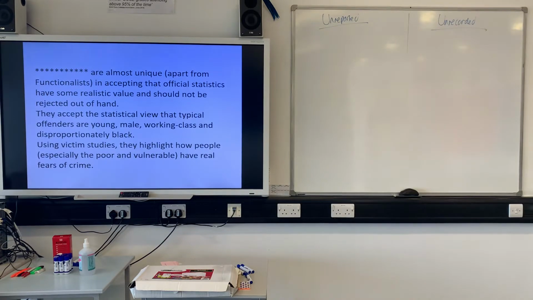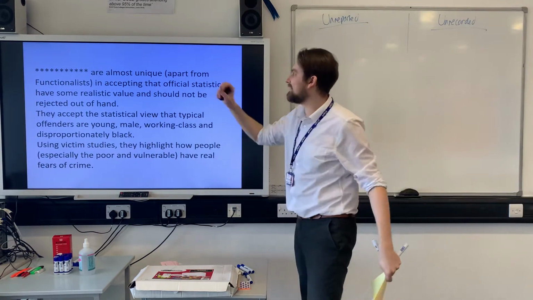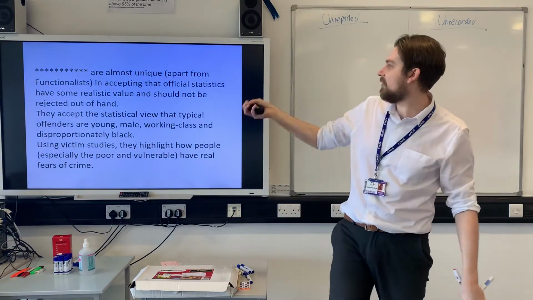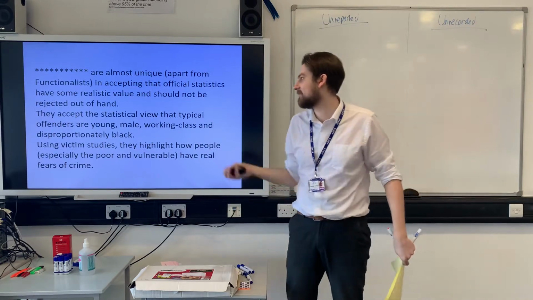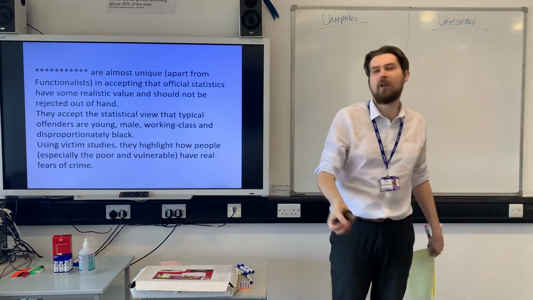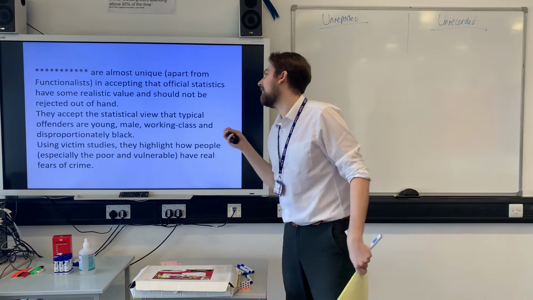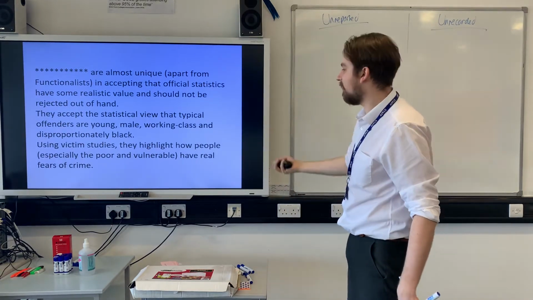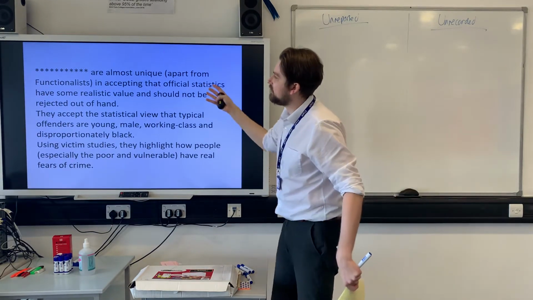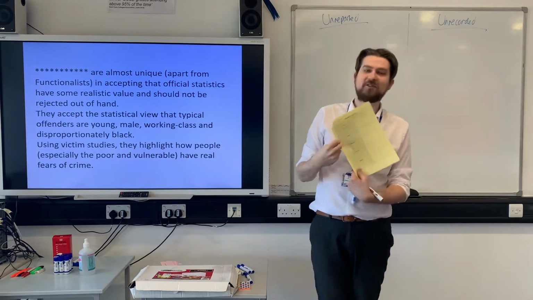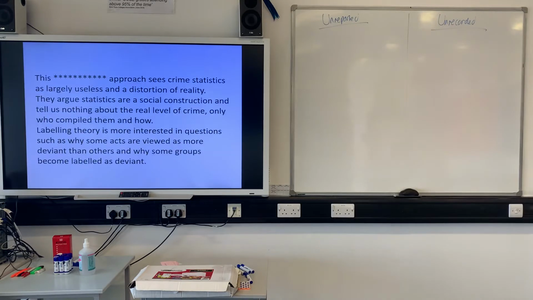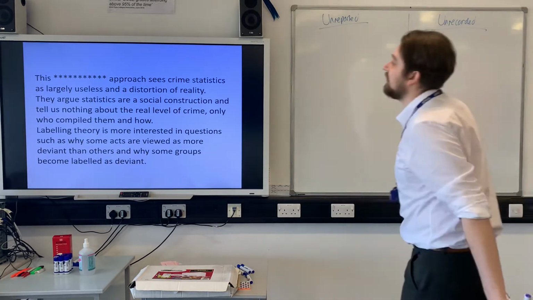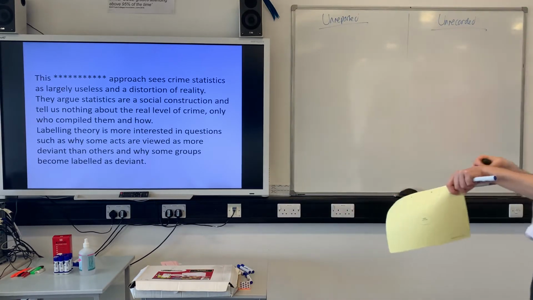The next one, this social theory are almost unique, apart from functionalists, in accepting official statistics have some realistic value. They are going to suggest that young working class males, disproportionately black ones, are likely to end up being the perpetrators of crime. So which other social theory in that list, other than functionalists, is going to be accepting those official statistics?